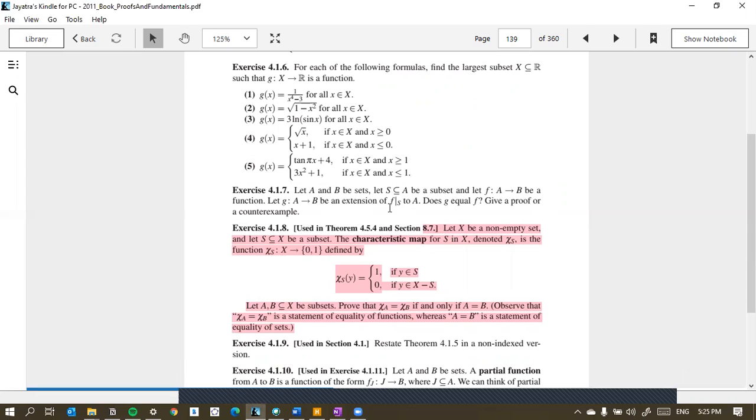So let A and B be sets. S is a subset of A, and let f from A to B be a function. Let G from A to B be an extension of f to A. Does G equal F? Give a proof or a counterexample.